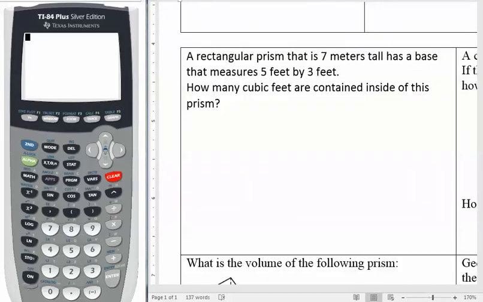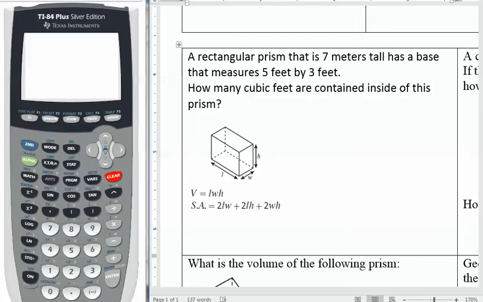The first example says a rectangular prism. So the first question I have is, what does a rectangular prism look like? This is my rectangular prism. I found this picture up above. If you look, I just wrote it out. We are going to be taking the volume of it. So let's look and see what we have. It's 7 meters tall, so that would imply that my height is 7 meters.